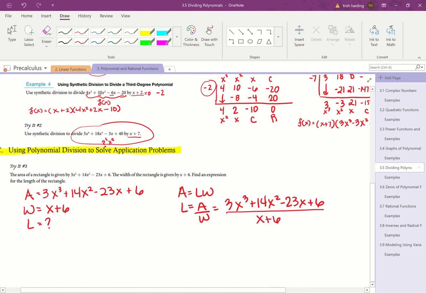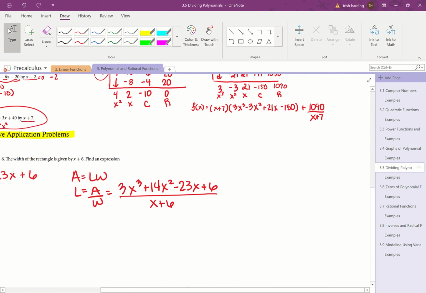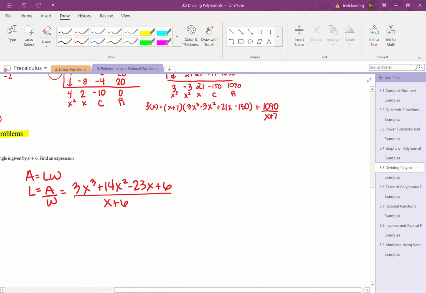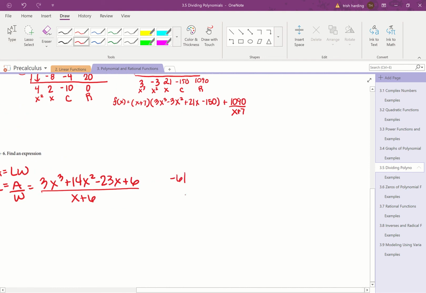Now, since it is a factor of the form x plus or minus a on the bottom, I'm going to go ahead and use synthetic division. So I'm going to divide by negative 6. We've got 3, 14, negative 23, and 6. So that's 6, 12, 18. So that's negative 18. This is going to equal negative 4.